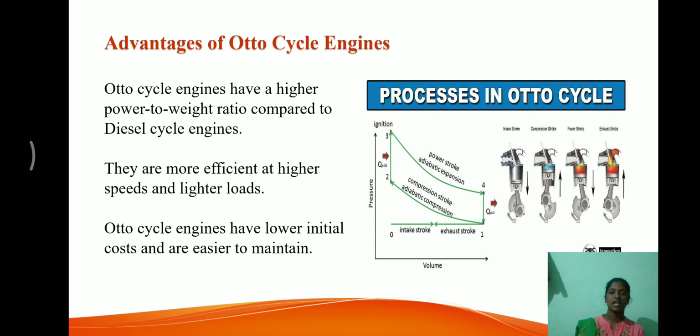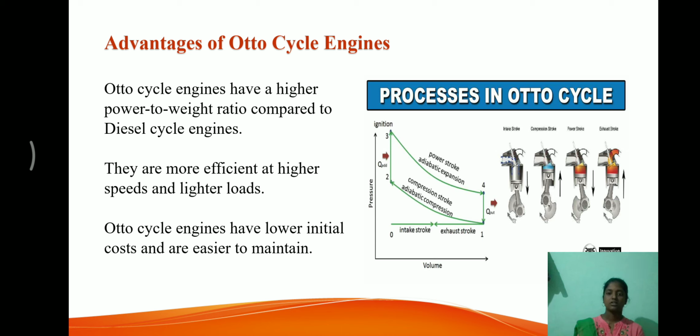Advantages of Otto cycle engines. Otto cycle engines have a higher power to weight ratio compared to diesel cycle engines. They are more efficient at higher speeds and lighter loads. Otto cycle engines have lower initial costs and are easier to maintain.